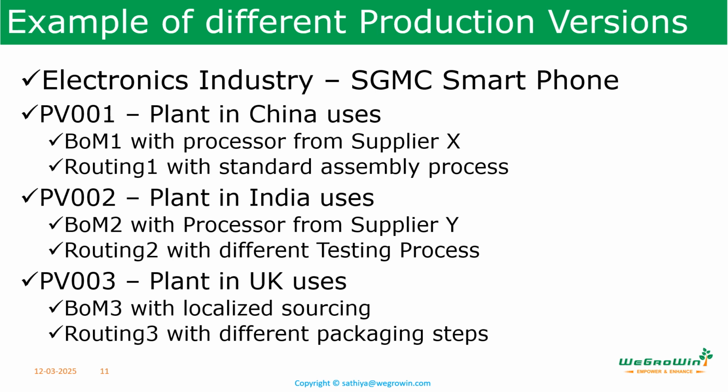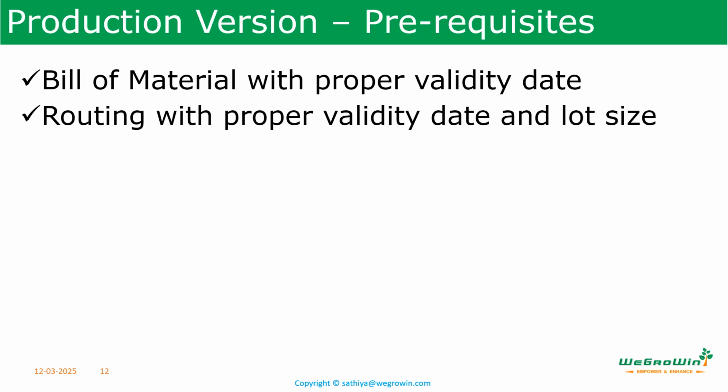Then we have the production version in the UK, where they are using localized sourcing of materials, while still meeting all the requirements. At the same time they use different packaging steps. So different production versions are required depending on the material used, the source, and the specifications, which are adaptable to the product, and also different routings. At the same time, everything will result in the same finished good, right?